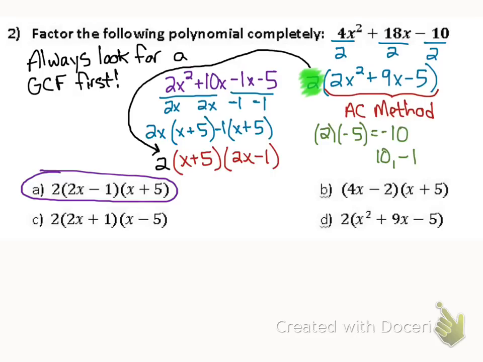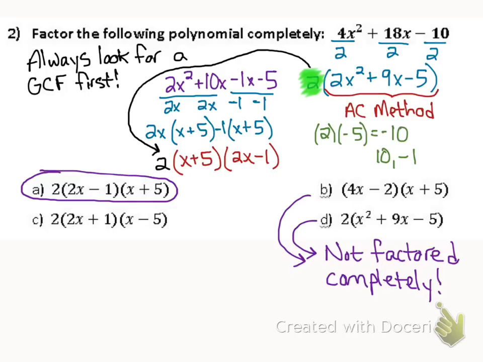Many people chose either B or D as their correct answer. Those are equivalent forms, but they're not factored completely. Letter B, 4x minus 2, you can still factor a 2 out of that set of parentheses. And again, letter D, the quadratic trinomial in there, can still be factored further. Oh, and it was missing the 2 in front of the x squared to begin with.